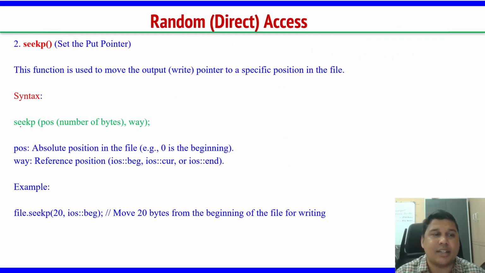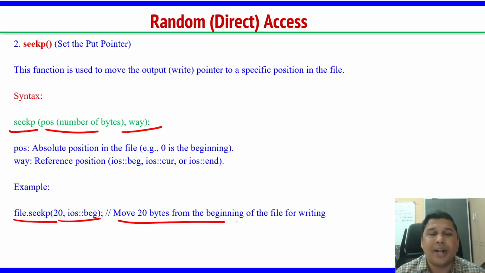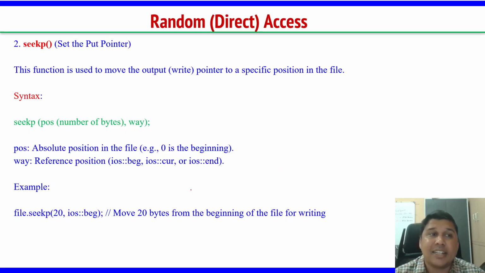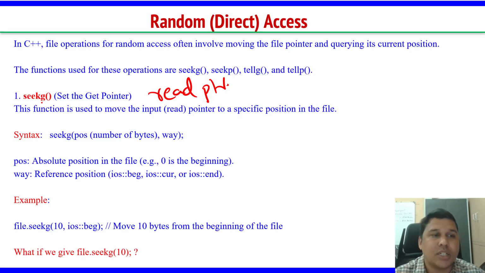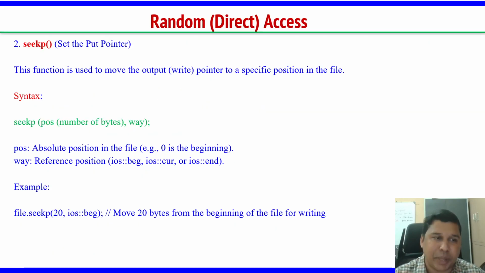Syntax is the same as that: seekp, number of bytes and way. See, seekp 20 comma ios::beg means move the pointer 20 bytes forward. The only thing is that we have to use seekp when you are dealing with writing content. So, these two functions are seekg and seekp.